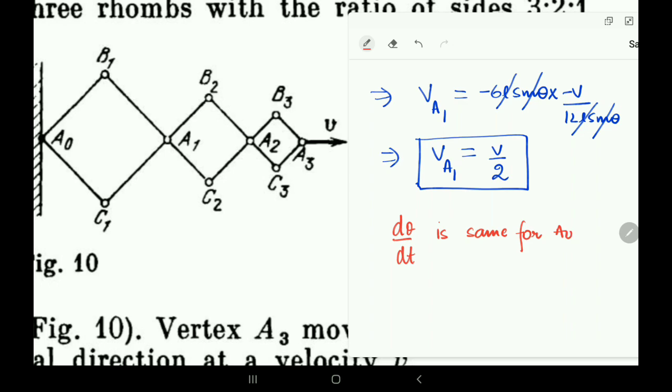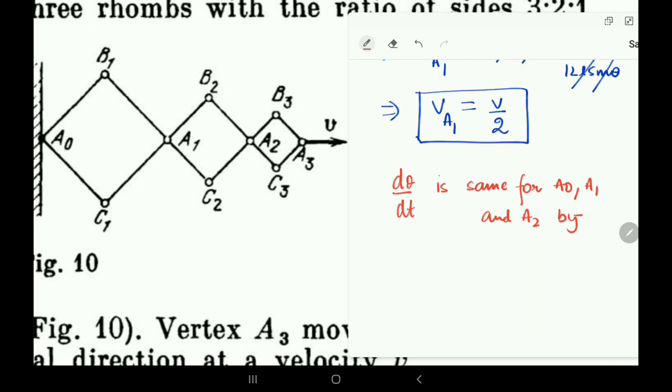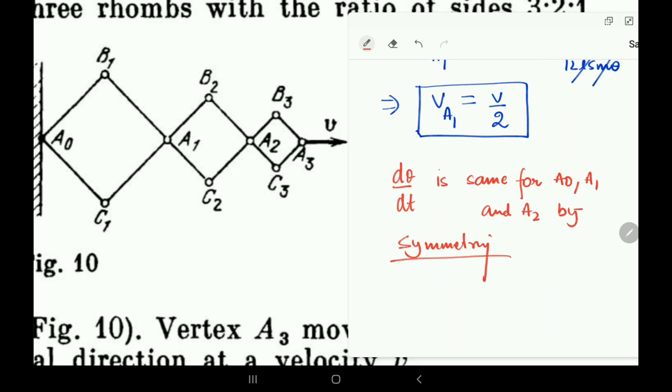Why have we used the same d theta by dt for the calculation of velocities VA1 and VA2? It is because of symmetry, basically. The angle would reduce by the same value, alright. Like the framework has to be maintained. It cannot be distorted.